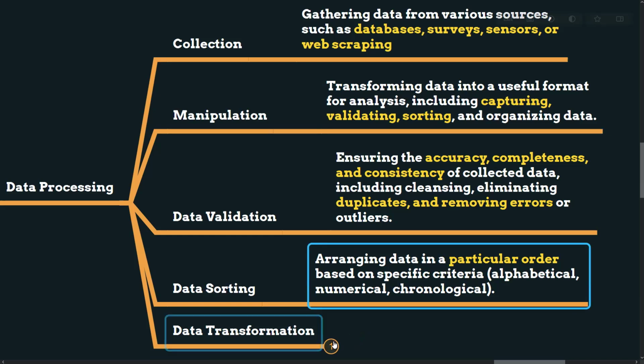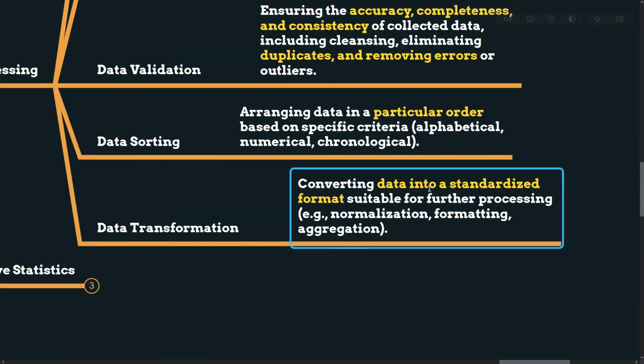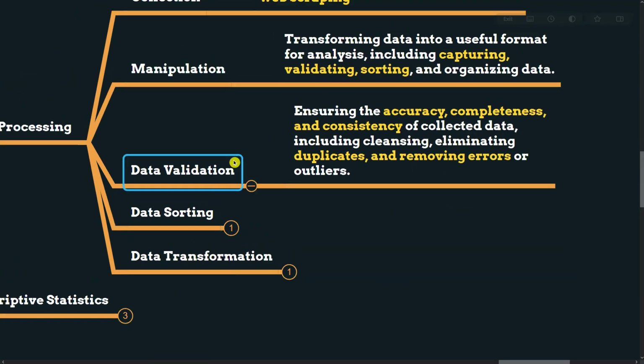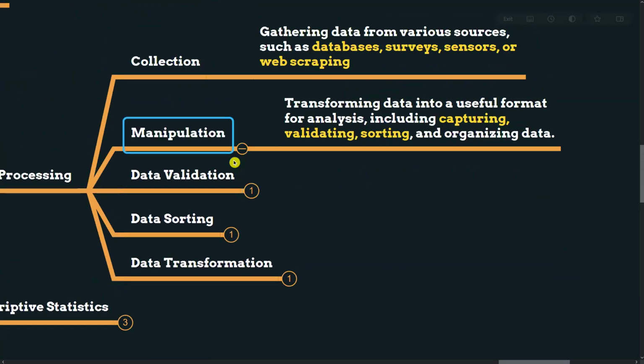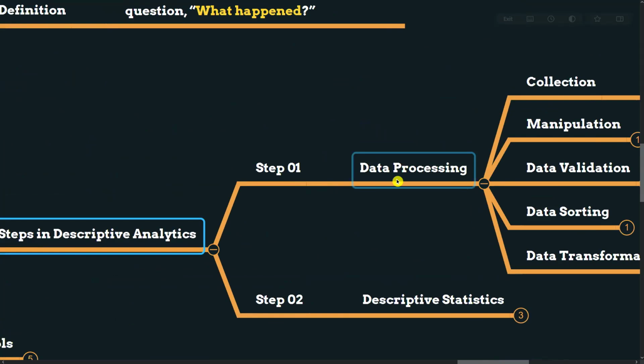And data transformation means converting the data into a standardized format, suitable for further processing. It means is it date data, text data, number data, decimal data, currency data? These are the types of data, right? So we could convert the daily sales into a weekly average to get a clear view of business trends. That's something called data transformation. So in this entire section, we can collect the data, manipulate the data, sort the data, and transform the data. That's something called the data processing stage in the descriptive analytics section.